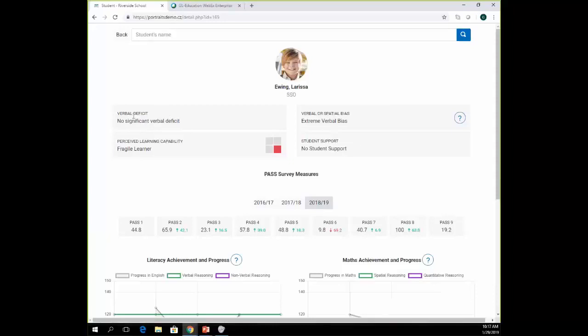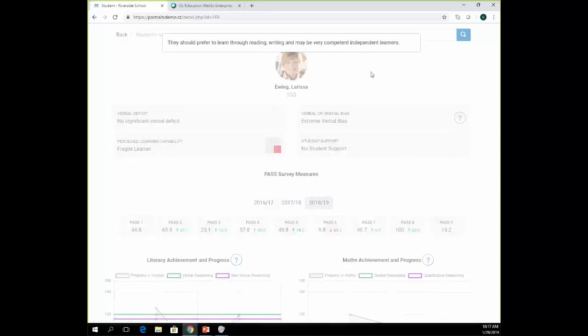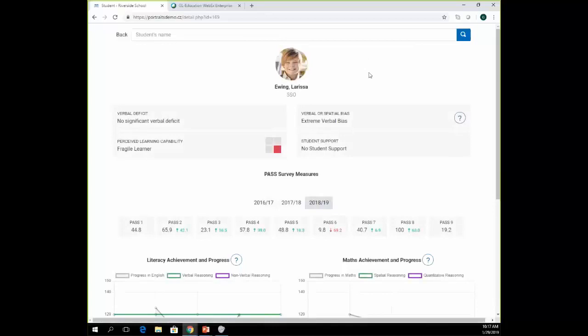Do they have a verbal deficit? It's a simple yes or no if they do or do not. Do they have a verbal or a spatial bias? If they do, this child has an extreme verbal bias. We get a question mark here where we can click and get some further information as to what that means. Gives a little extra for our staff. What we don't want is staff having to find these numbers on their own and compare them to try to determine if there's a verbal deficit or if there's a verbal or spatial bias to the child's learning. If they're on student support, that's listed in this descriptor as well.